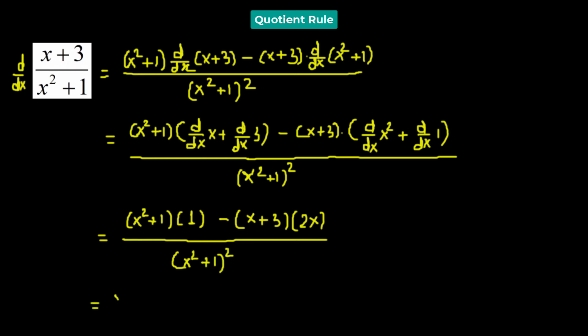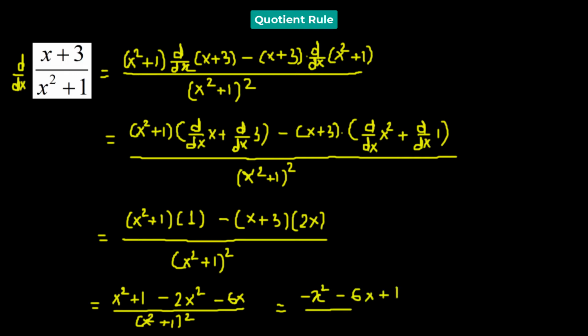So we have x squared plus 1 minus, so twice x multiplied to x will be 2x squared and 2x multiplied to 3 will be 6x, but that will give us negative 6x divided by x squared plus 1 whole squared. So we can combine x squared, so that is going to give us negative x squared minus 6x plus 1 whole divided by x squared plus 1 whole squared. So this is the derivative of the given rational function.